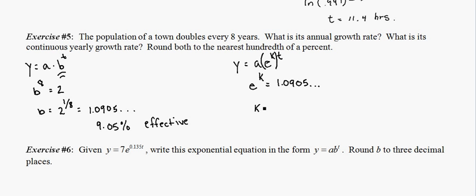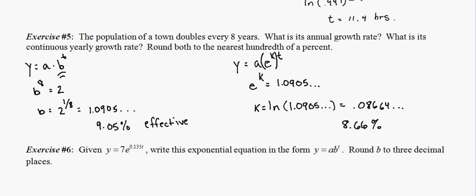But now, of course, we can find the value of k by taking the natural log of both sides, 1.0905. And this actually will be the rate. This gives me 0.08664, etc. So we have a nominal, in name only, we have a nominal rate of 8.66% continuously.